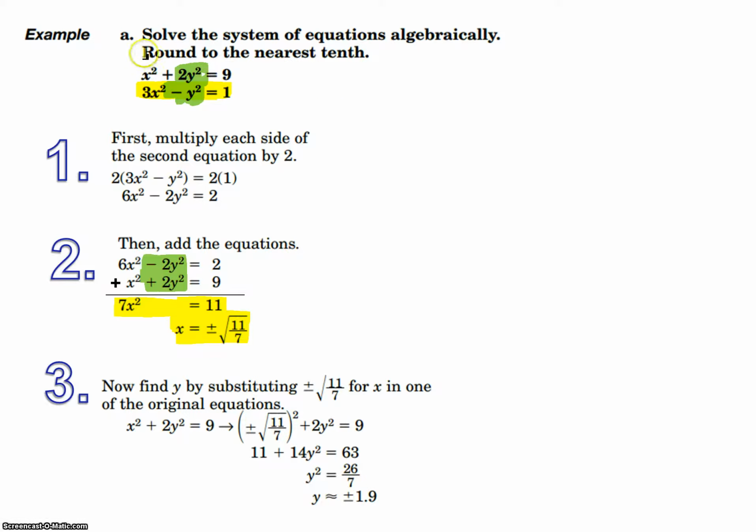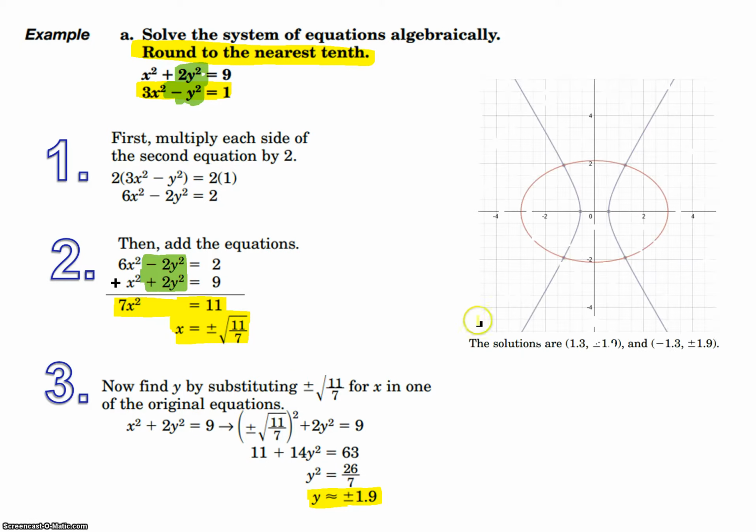And then because this problem asked us to round to the nearest tenth, I'm going to turn this into plus or minus 1/9. So we can verify that there are in fact 4 solutions. So we have an ellipse intersecting a hyperbola. That's 1, 2, 3, 4 solutions. So our solutions are 1/3 plus or minus 1/9 and negative 1/3 plus or minus 1/9.